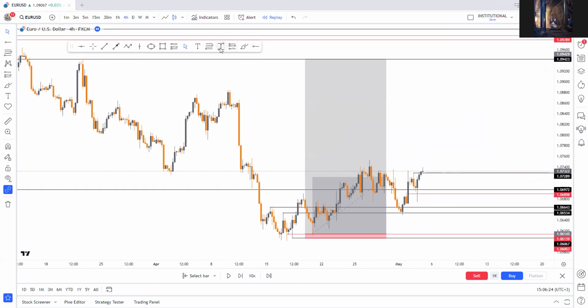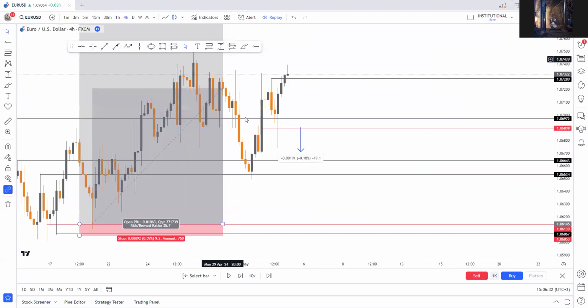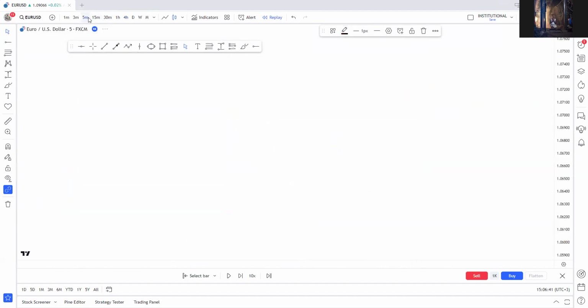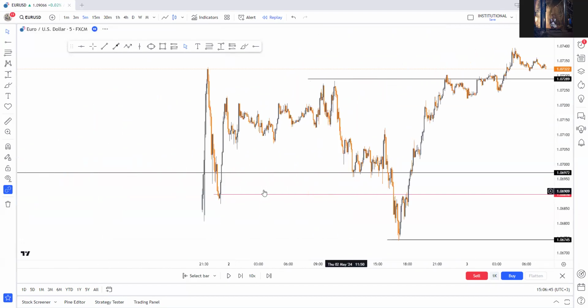And the risk, let me measure the risk. If it's a good 19 pips, no. Let us reduce the risk and put at least 10 pips as our stop loss. We go back to 5 minutes to see. So on 5 minutes, this will be our entry point.